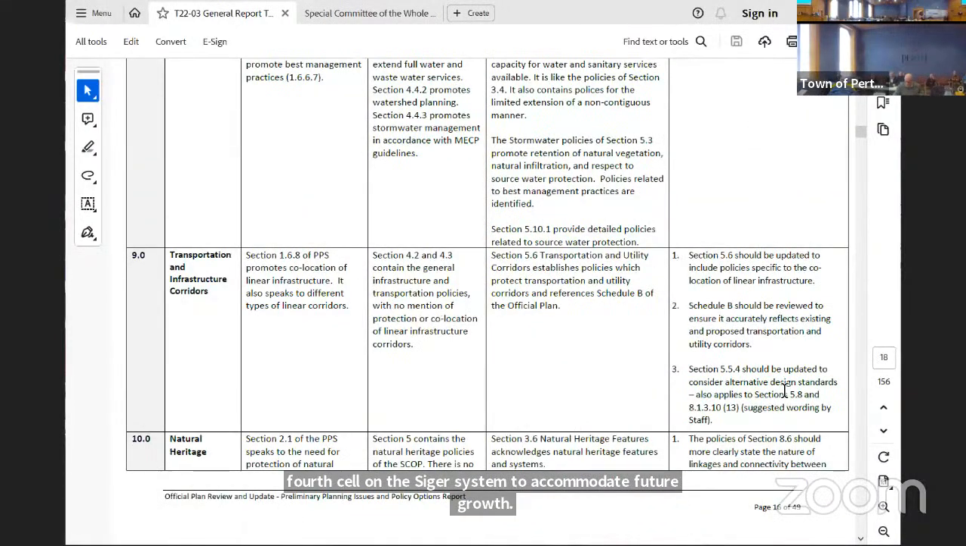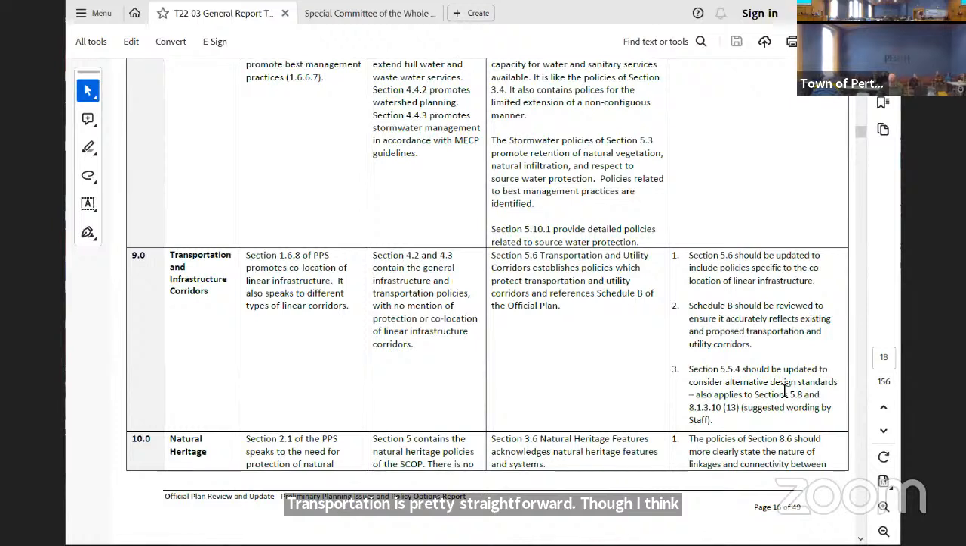Transportation is pretty straightforward, though I think that you could have some additional work in looking at corridors and utility and transportation corridors being more integrated in your plan. They're somewhat disjointed now. And I also think that you need to give some thought to alternative design considerations. When you are approached by today's developer, they will be pushing your standards, right? Whether it's road widths or sewer and water depths or size of lines. And I think that consideration of alternative standards is just part of being prepared for future growth.